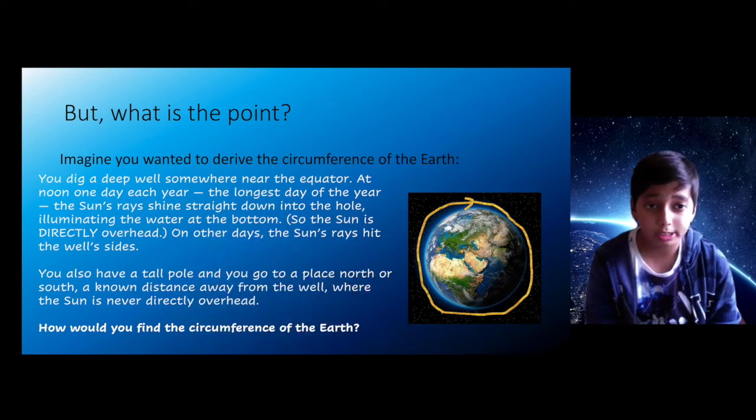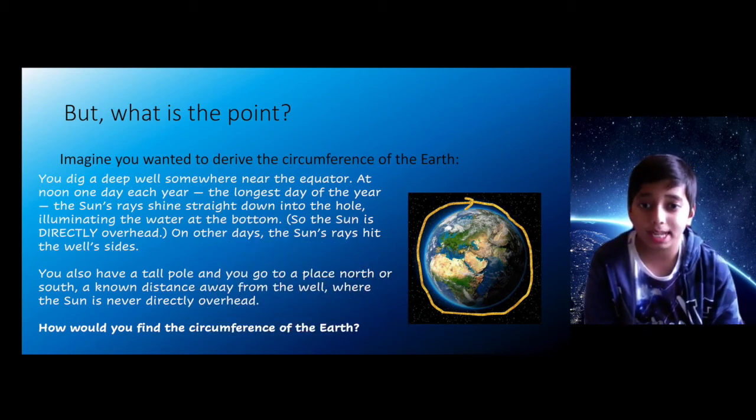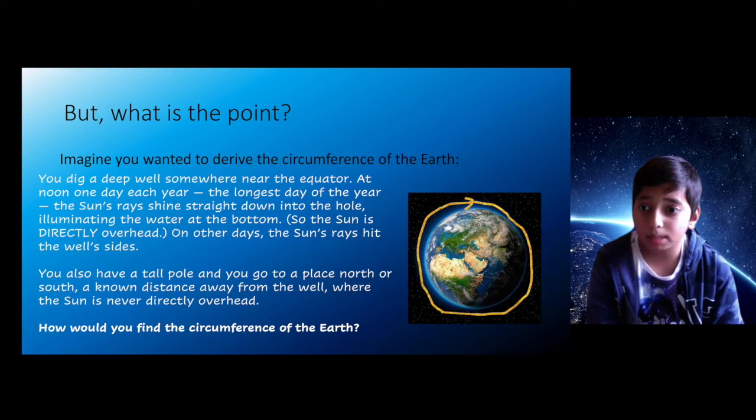When we use what we have learnt in trigonometry, imagine you wanted to estimate the circumference of the Earth. You dig a deep well somewhere near the equator. At noon, one day each year, the summer solstice, between June 20th and June 22nd, the sun's rays shine straight down into the hole, illuminating the water at the bottom. So the sun is directly overhead. On other days, the sun's rays hit the well's sides.